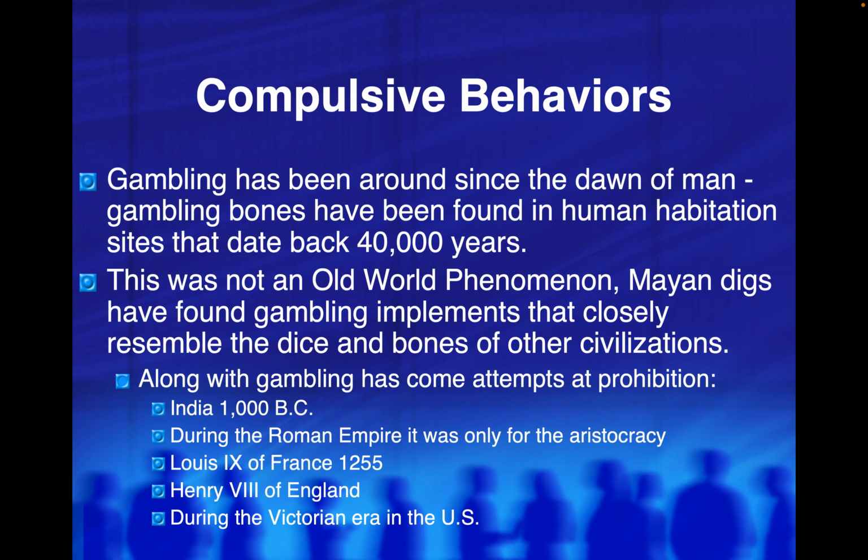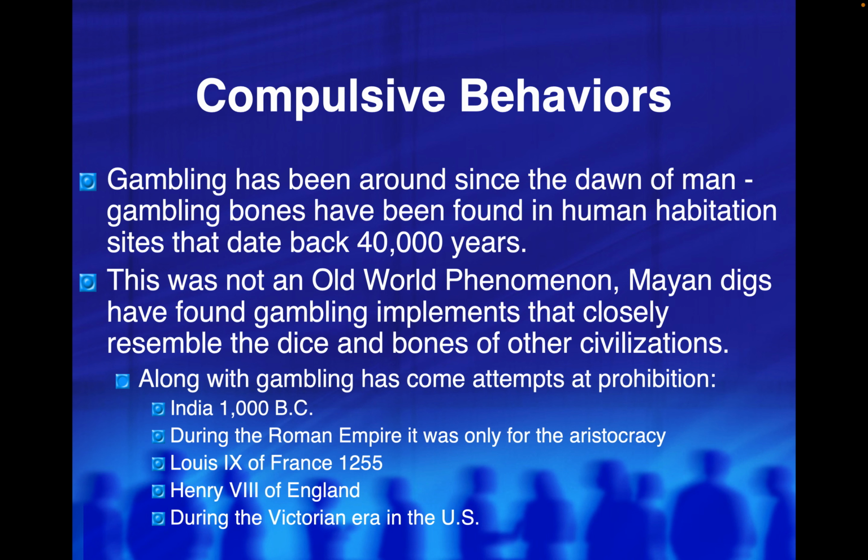Gambling has been around since the dawn of man. Gambling bones have been found in human habitation sites that date back 40,000 years. This was not an old world phenomenon. Mayan digs have found gambling implements that closely resemble the dice and bones of other civilizations.